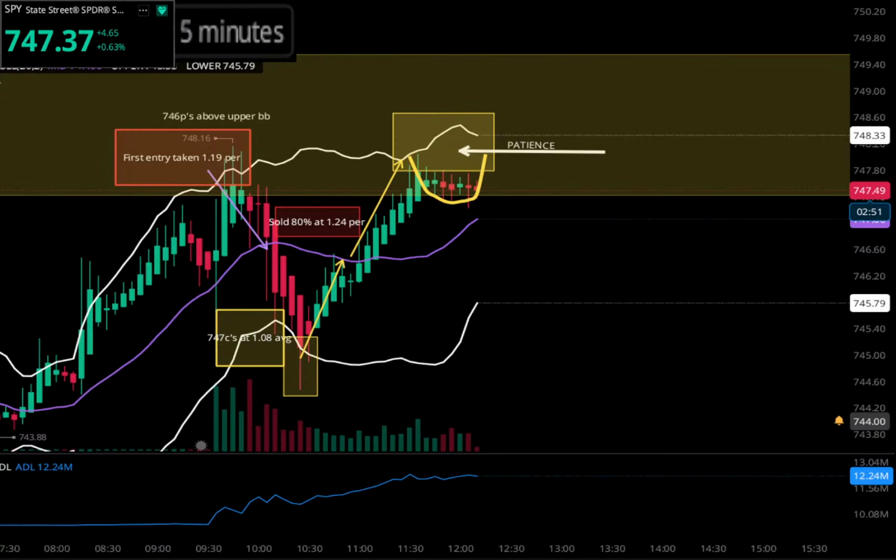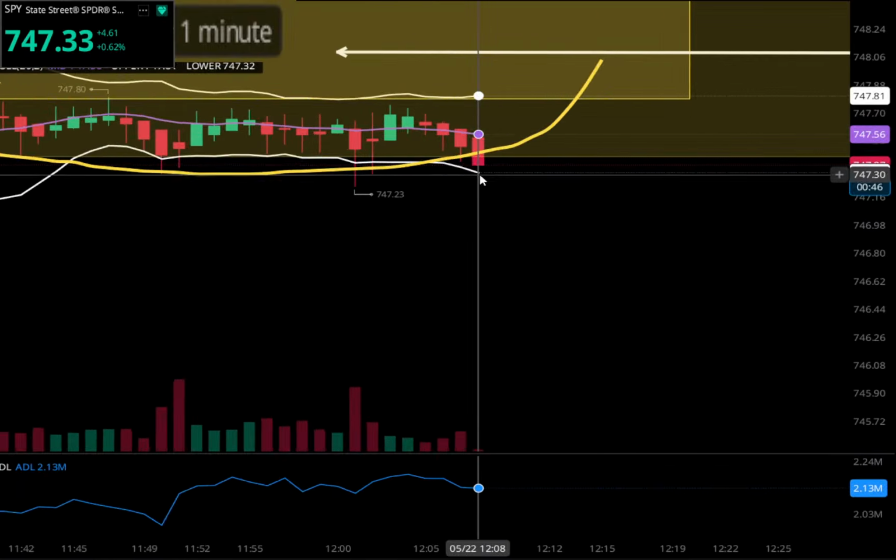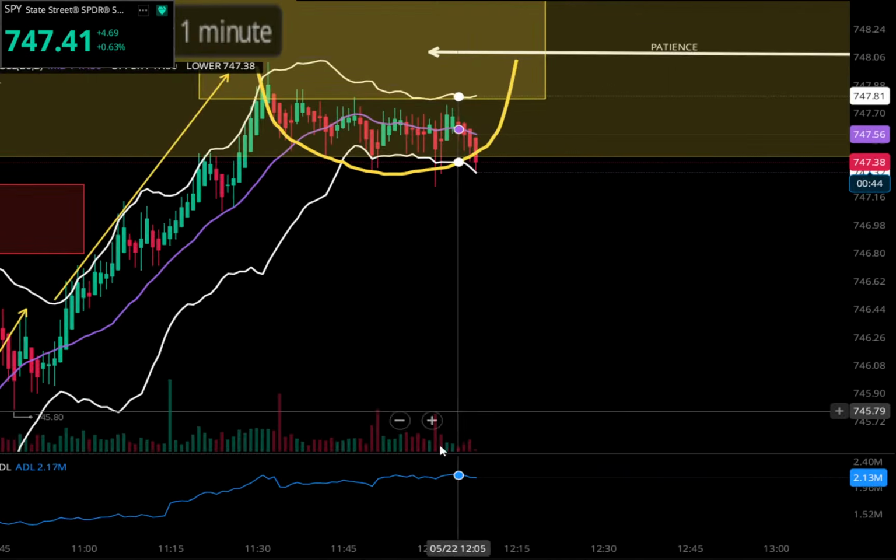I look at the 5 minute purely for 0DT. The 1 minute time frame, I look for additional structure.